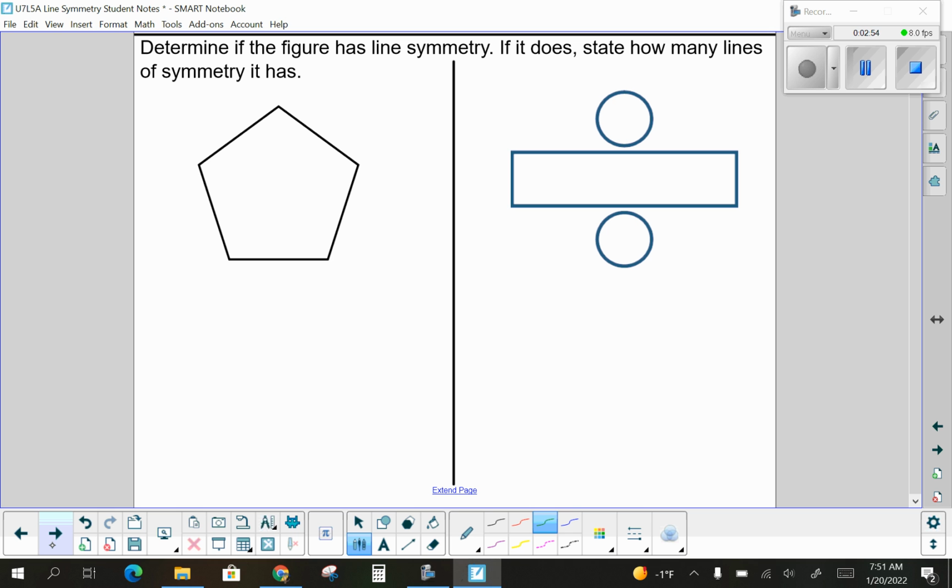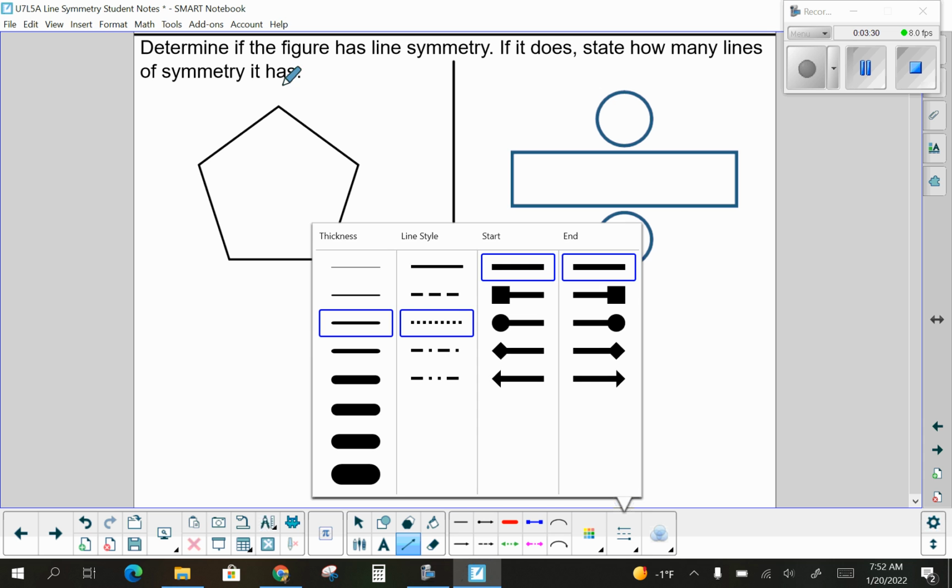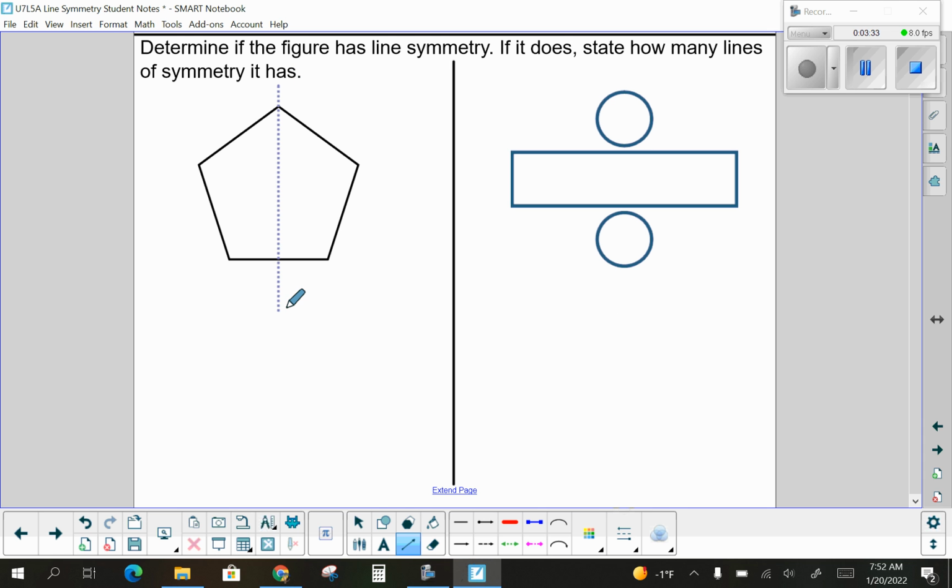These say determine if the figure has a line of symmetry. If it does, state how many. Remember, we could have 0, something that doesn't have any symmetry, or we can have several. We have a pentagon here, something with 5 sides. The best way to check is to lay your pencil across things sometimes, but I'm going to show you with some lines here. If I put a dashed line here, I can fold the left to the right. That would be one line of symmetry.